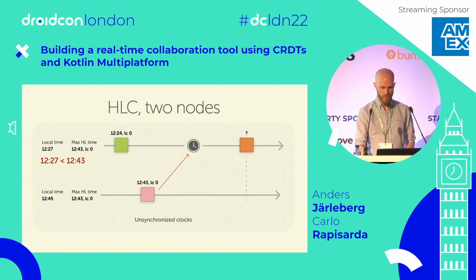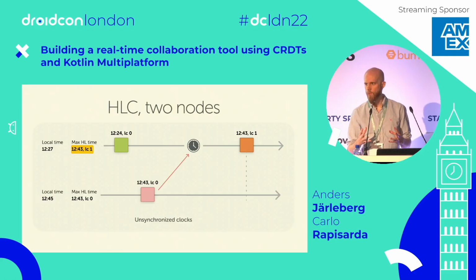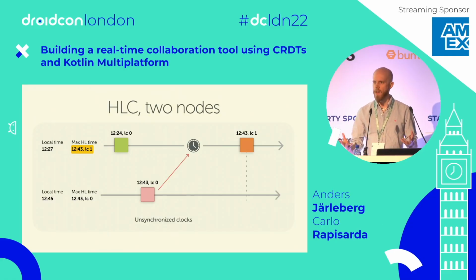And instead of using our physical clock, we're going to use the same timestamp that we've seen before, but we're going to add one to the counter. We're going to say it's 12:43, but it's 1 later than that, right? So this allows us to keep ticking the clock even though our physical clock is behind. Once our physical clock catches up, we can start using it again.